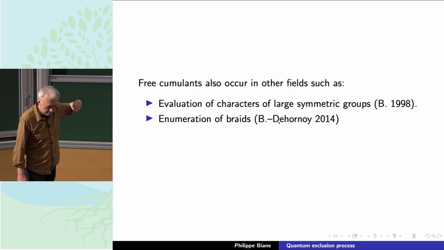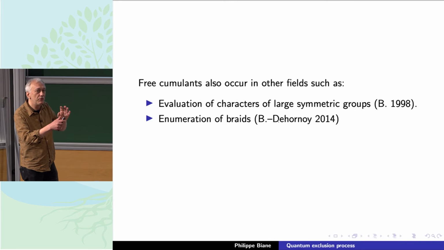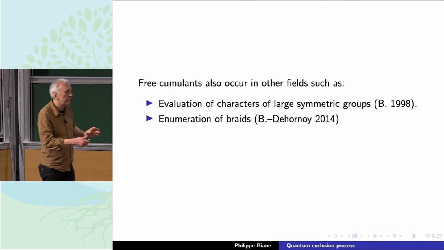I will not give any more details, but quite accidentally I discovered that these were actually free cumulants of some probability measure. That was completely unexpected, but okay. But I will not give any more detail about that. But there are many more examples of free cumulants appearing in nature, and the free cumulants which appear here are free cumulants of probability measures, that is, one-dimensional free cumulants.